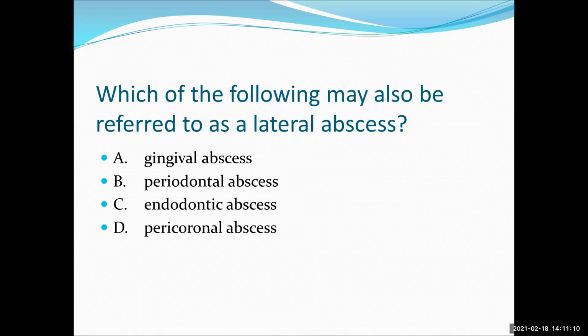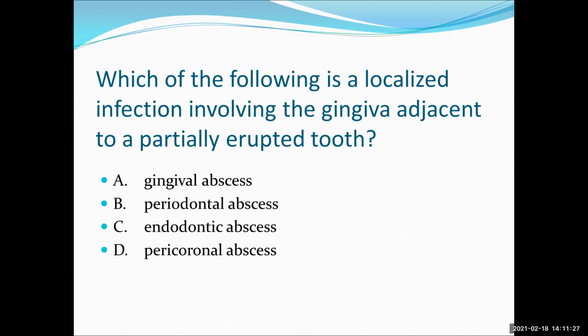So let's look at some questions. Which of the following may also be referred to as a lateral abscess? Gingival, periodontal, endo, or pericoronal. Okay, and it's the periodontal abscess. Which of the following is a localized infection involving the gingiva adjacent to a partially erupted tooth? Pericoronal.